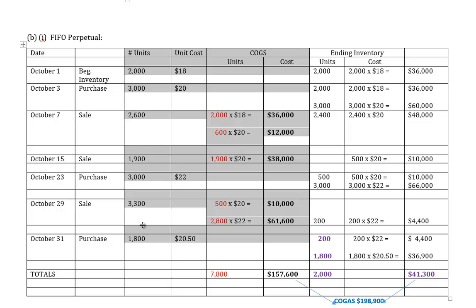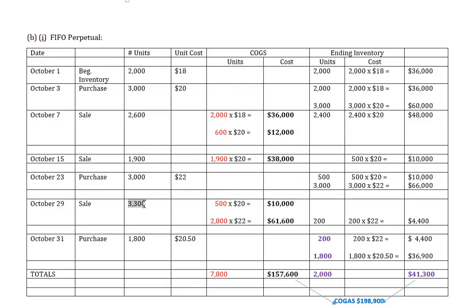38,000. And then I have these other 3,300 that I sold, and where did they come from? 500 of them came from what was left from the October 3rd purchase, and the other 2,800 came from what I just bought on October the 23rd for $22 a pop.